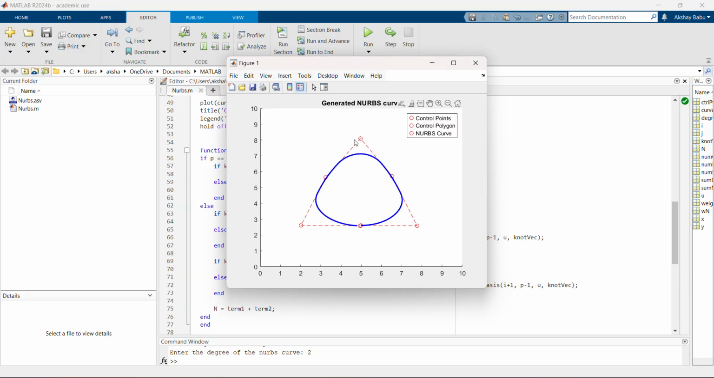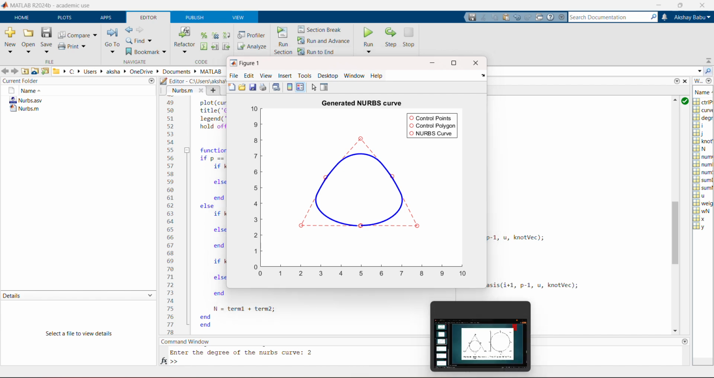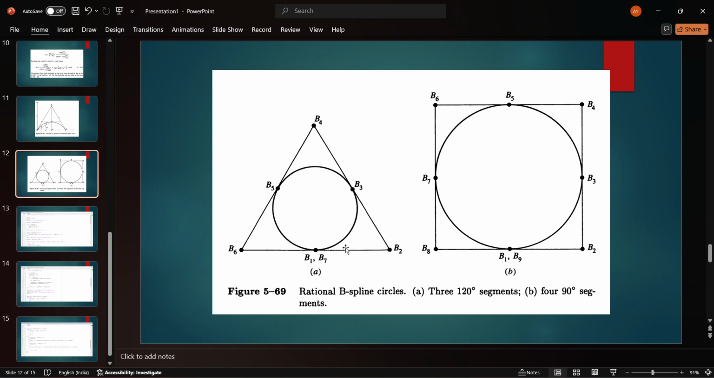Then we'll get the figure as this one. So this is almost a circle. If we would have drawn the equilateral triangle better, then we will get a perfect circle as given in this figure.